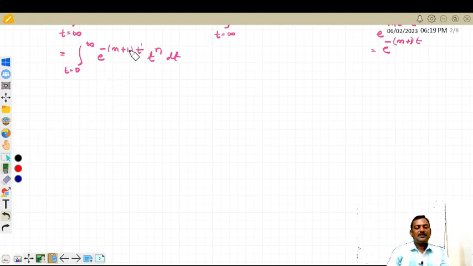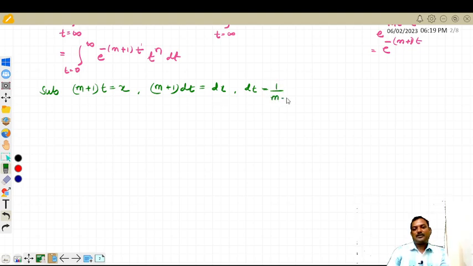Okay. So how do you convert this? Once again, you can substitute, student. m plus 1 times t can be substituted back into x. Okay. So what will happen? By differentiating, you will get m plus 1 times t becomes dt, x becomes dx. So what is the value of dt, students? dt becomes, you cross multiply, 1 plus m into dx, or m plus 1 into dx.